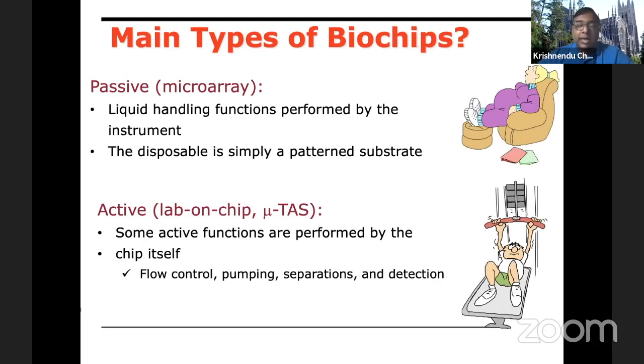Now, what we are looking at is lab on chip or active systems, micro total analysis systems or micro TAS, where a lot of these functions are done on the chip itself. We do not need as much human in the loop. We can control the liquid flow. We can provide mechanisms for inputting samples and reagents. We can do pumping. We can do separations, even sensing. We could integrate all kinds of sensors to detect the endpoint of the reaction.